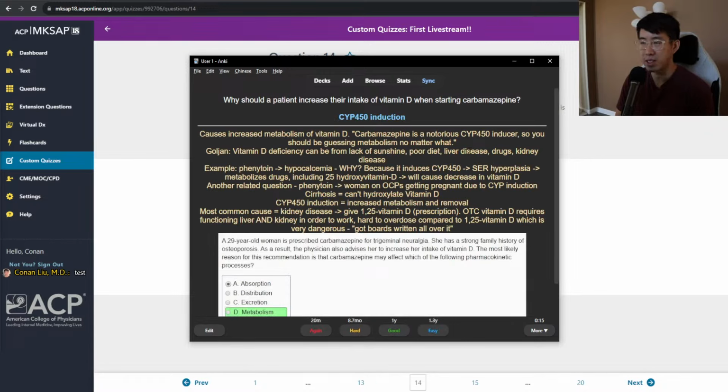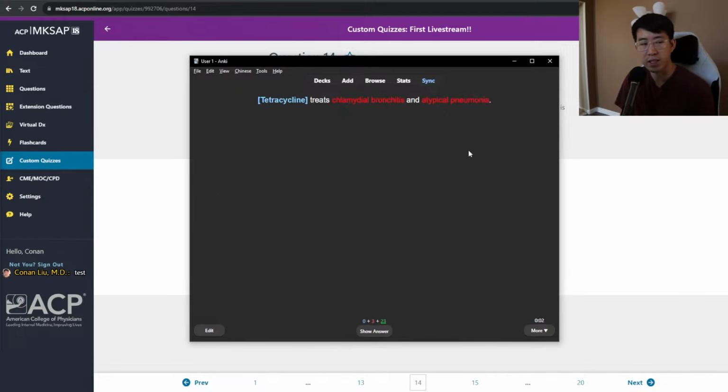Yeah, basically they need to increase their intake because they're going to be going through their vitamin D more quickly. Tetracycline treats chlamydial bronchitis and atypical pneumonia. It's going to be doxycycline, always doxycycline.